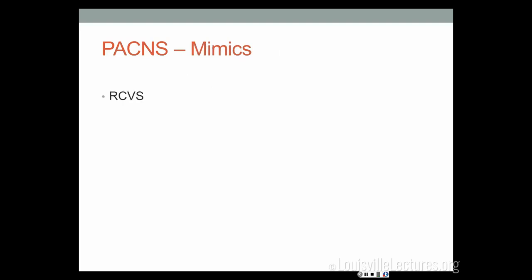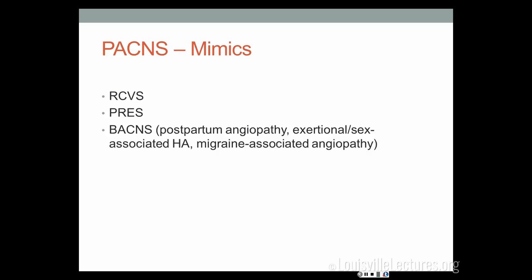Most likely it's going to be reversible cerebral vasoconstrictive syndrome, which is kind of like a mega migraine. It's going to be PRES, posterior reversible encephalopathy syndrome. These mimics all involve blood vessel overactivity, and that's what both of these are. Benign angiopathy of the CNS, sex-associated, exertional, migraine-associated, postpartum angiopathy. These can all give you that bead on a string picture.